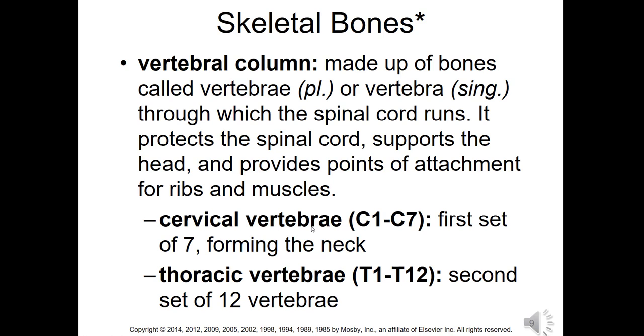You have your cervical vertebrae, your thoracic vertebrae, and your lumbar vertebrae. The cervical vertebrae are numbered C1 through C7, C for cervical, and they're the first set of 7 bones in your spine that form the neck and also where the skull sits. The thoracic vertebrae are from T1 to T12, so it goes C7, T1, down to T12, and they're the second set of vertebrae that sit in the thoracic portion of the body. This is where your lungs and your heart lie.